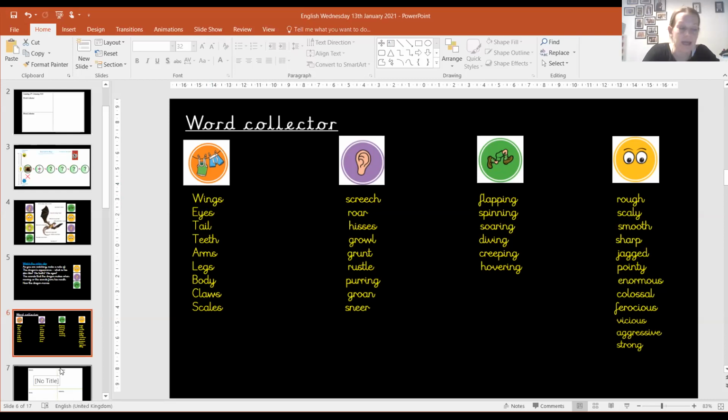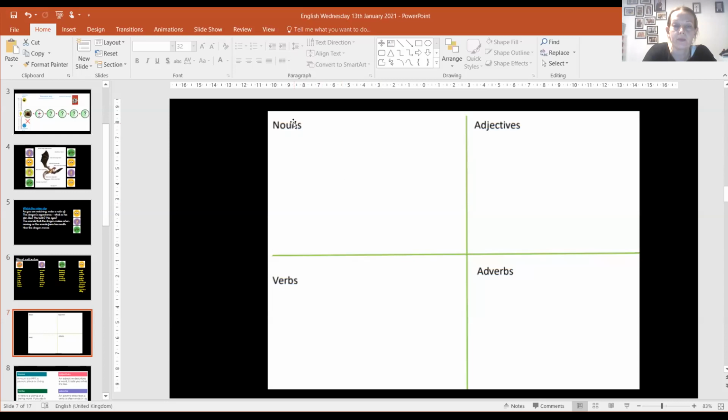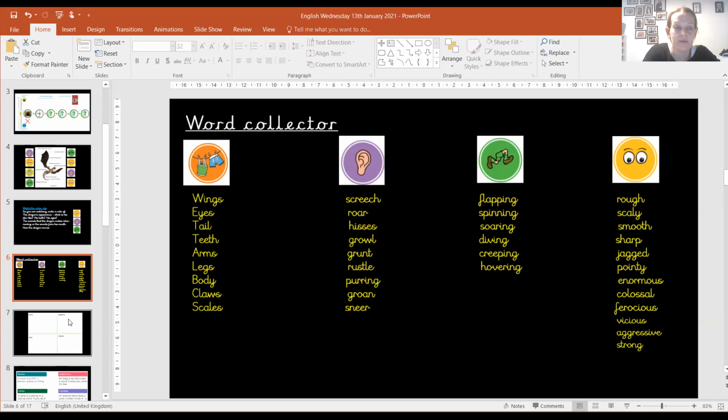Okay, so thinking about the learning objective, and you may pause the video now if you want to just write some more of these words down. Thinking about our learning objective to write expanded noun phrases, what will really help you here is to draw on yesterday's lesson and to think about the word classes. So we've got nouns, adjectives, verbs, and adverbs. So what I want you to do is to sort your word collector words into one of these categories.